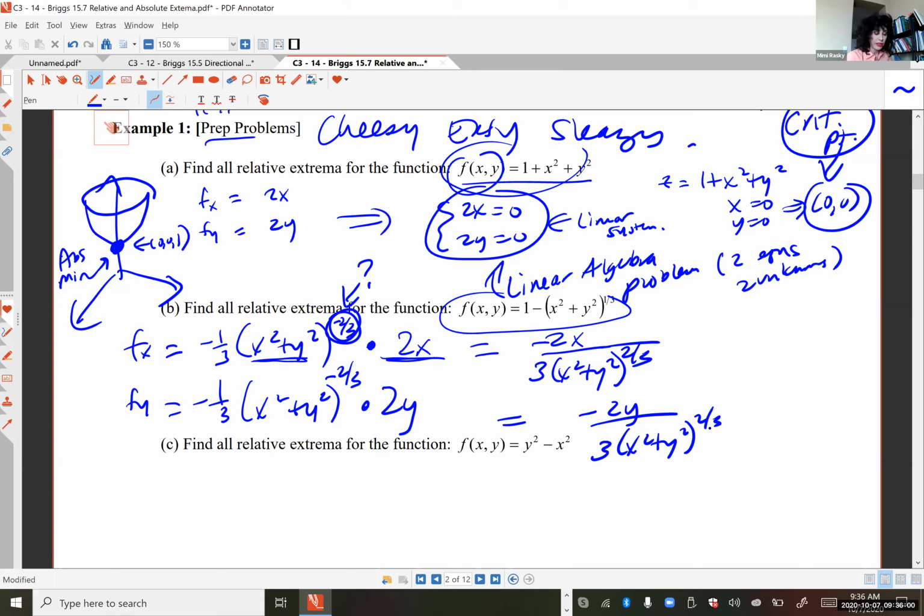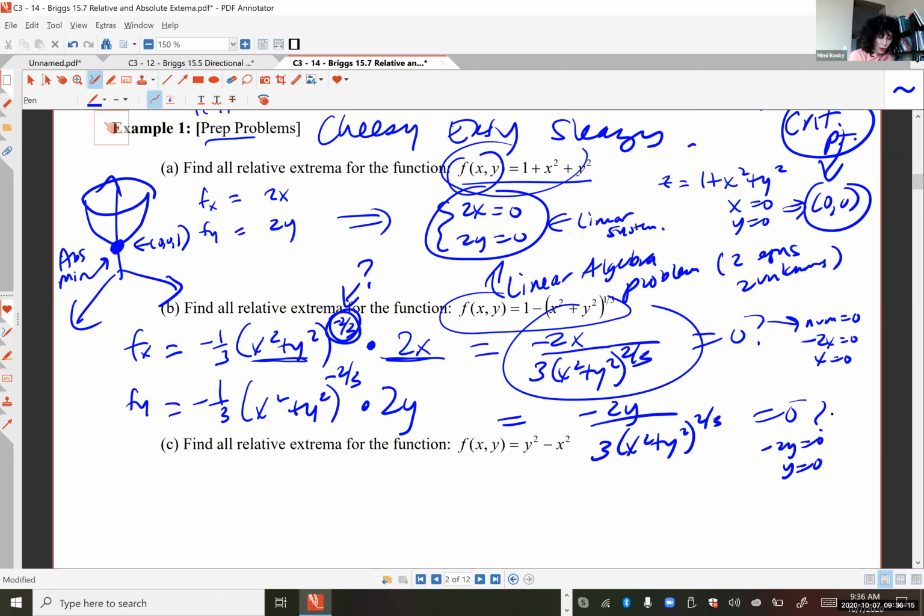Well, when do these equal 0? When does a fraction equal 0? When the numerator equals 0. When does negative 2x equal 0? When x equals 0. And you could do the same thing here, but there's a problem. Because here you could say, well, this is the same as the last problem, 0, 0. But I claim if you punch 0, 0 into the denominator as well, both of these partials are actually not equal to 0. They're undefined. Why? Because 0 over 0 is indeterminate. So these are really undefined at the point 0, 0.